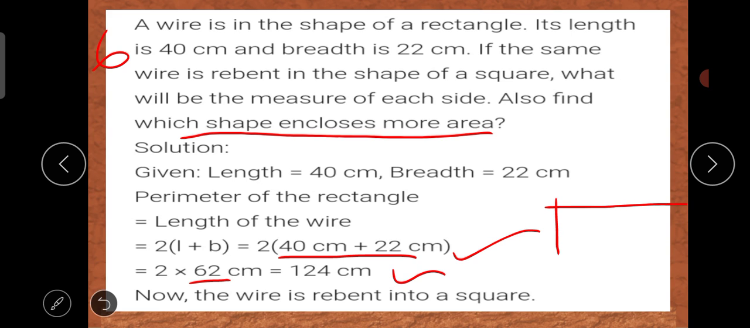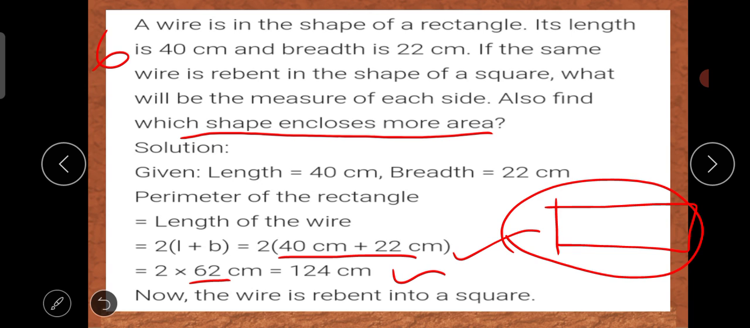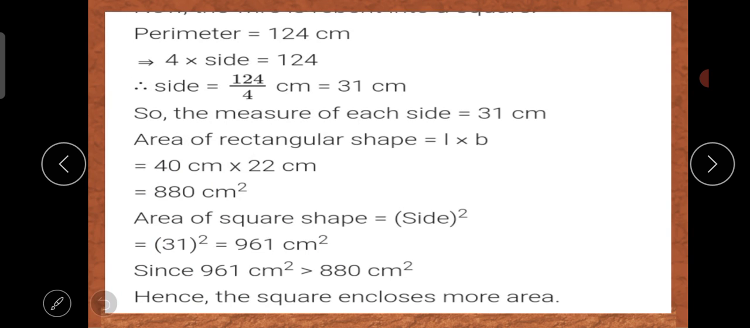Okay, so now the wire is rebent into the square. So perimeter means this is a rectangle. Whole measurement we know that it is 124. Okay. Now same length of wire we are using to make a square. Perimeter here it is 124. Here we are going to convert into which shape? Square shape. Okay. So perimeter of square formula is 4 multiplied by side. Side we find by dividing the perimeter by 4 sides. So 124 will be divided by 4.